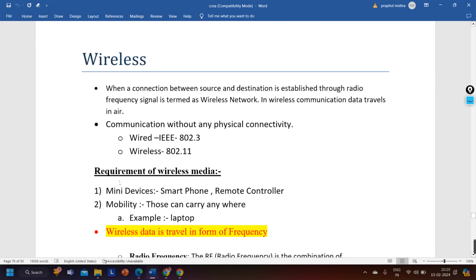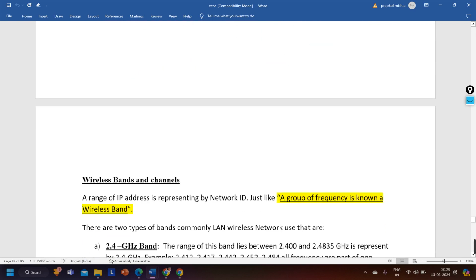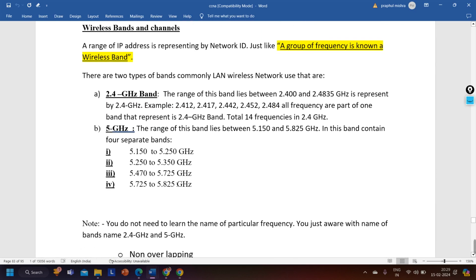AAA is also there, okay. Then the wireless section, and after that we will move to automation and virtualization. Okay, so guys, you need to download this note first in your system.